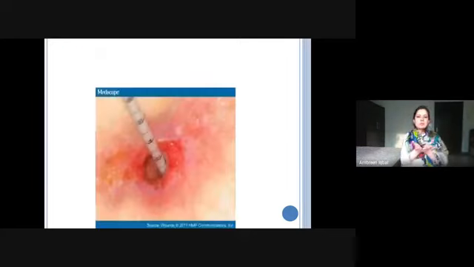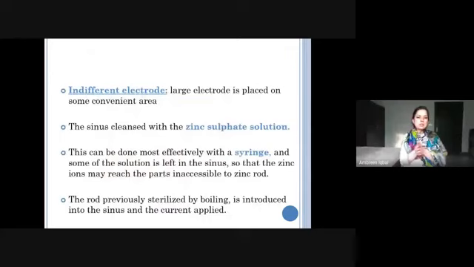The indifferent electrode, which would be the larger electrode, is placed in some convenient area. The sinus is first of all cleaned with a zinc sulfate solution. The sinus that is present must be clean. Previously we cleaned the wound with the 1% zinc sulfate solution. Here we are going to clean this sinus.